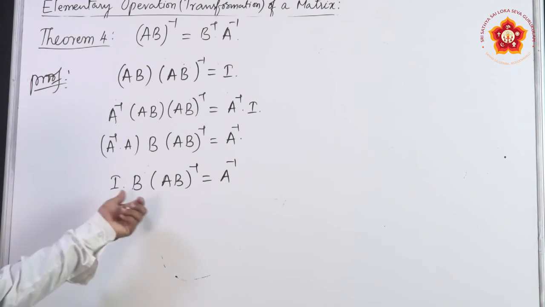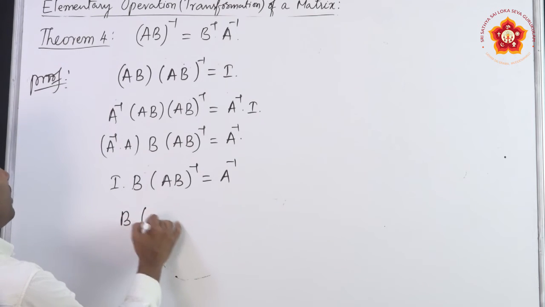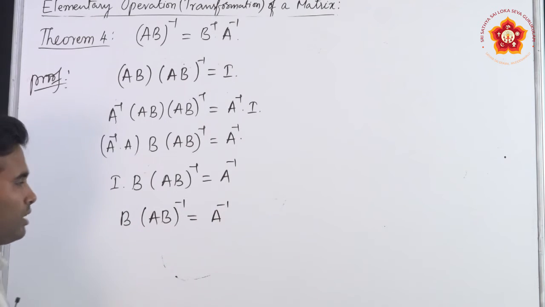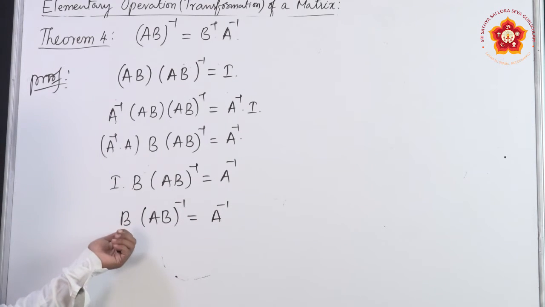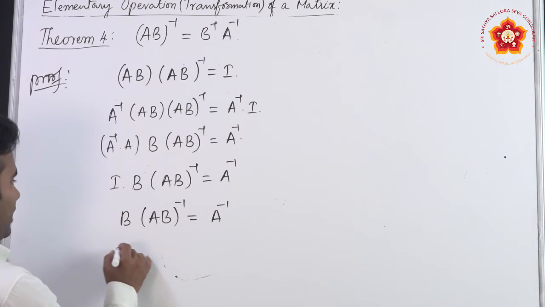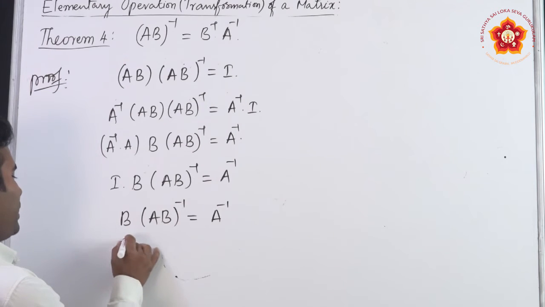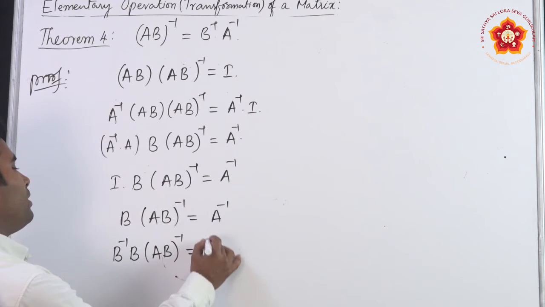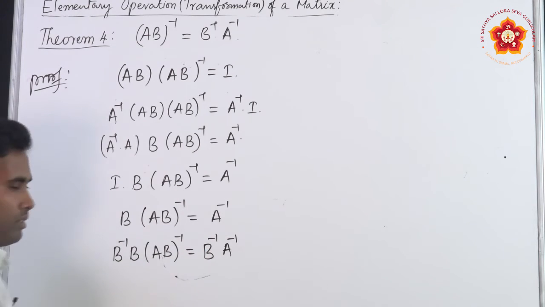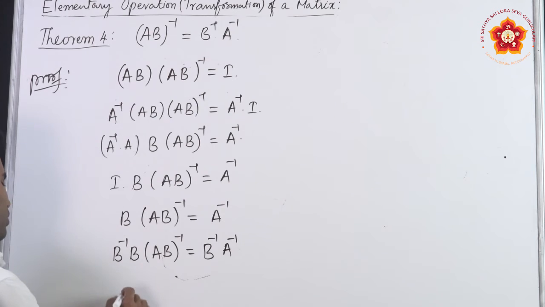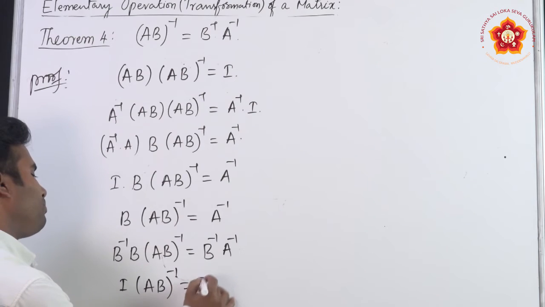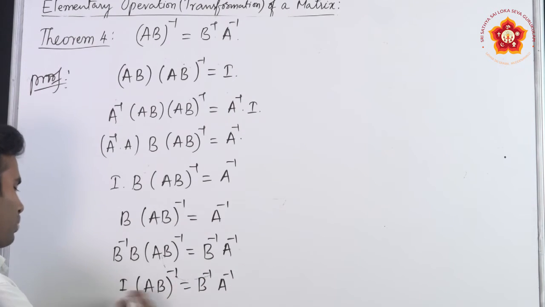As you know, I into B is nothing but B into AB whole inverse is equal to A inverse. Now, here I left out B. So, to eliminate that I have to multiply B inverse on the left hand side of the equation, that is B inverse into B, AB whole inverse is equal to B inverse into A inverse. So, as you know, B inverse into B becomes I, into AB whole inverse is equal to B inverse into A inverse.